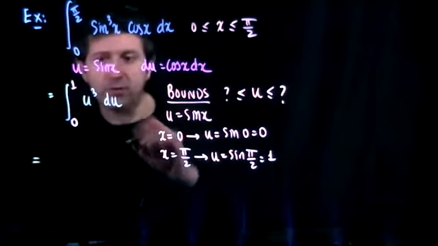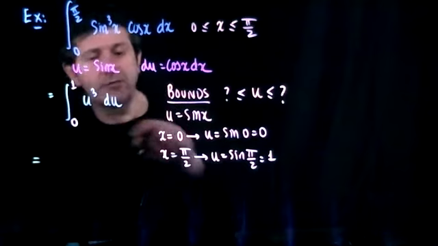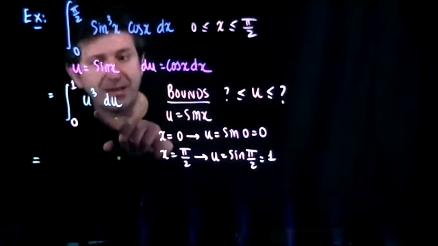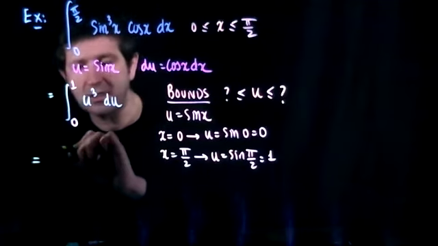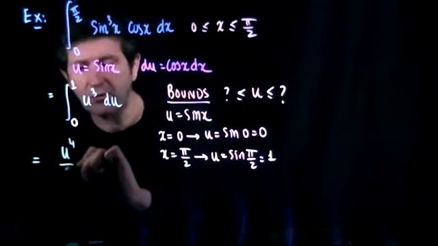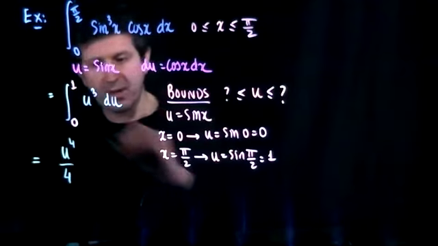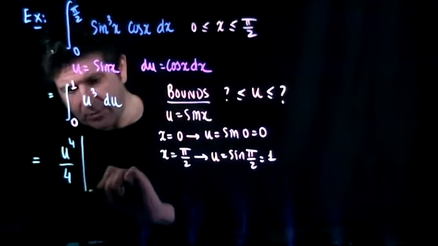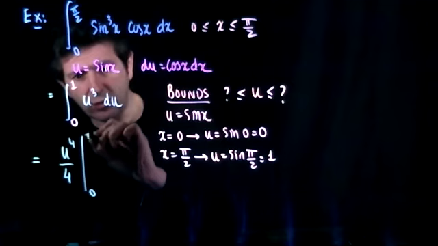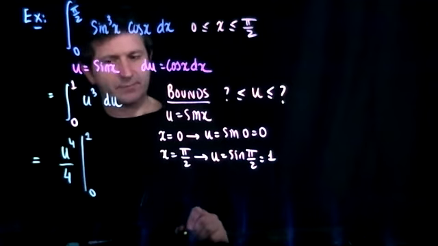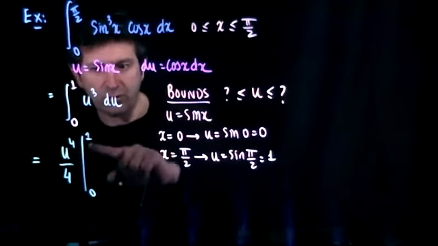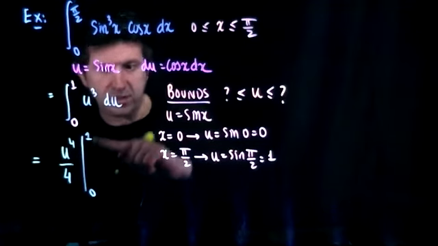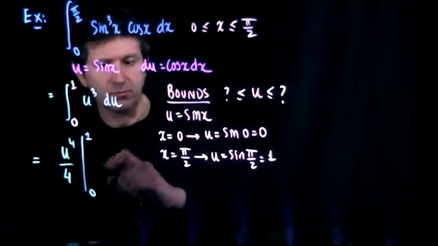And at this point, I'm going to use the fundamental theorem of calculus and find the antiderivative now. So the antiderivative of u cubed is u to the fourth over 4, and you evaluate it from 0 to 1. That's how you write it. Okay, so the antiderivative is u to the fourth over 4, and then you write from 0 to 1. These are the values of u.